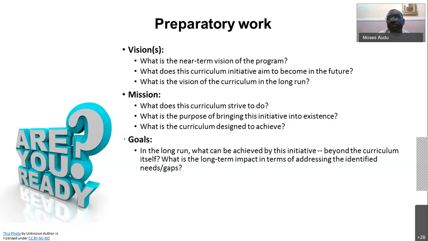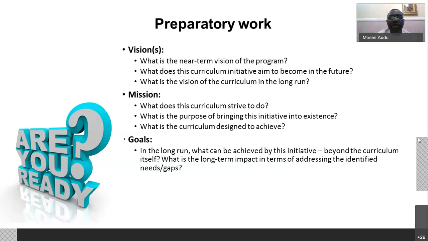What is the long-term impact in terms of addressing the identified gaps? With this curriculum, will they be able to meet the needs and fill in the gaps in the long run, and say, okay, yes, we have actually contributed, we have achieved something, and we have been able to move this field forward? Is it going to be impactful? And will people recognize that, yes, we have made a positive change?